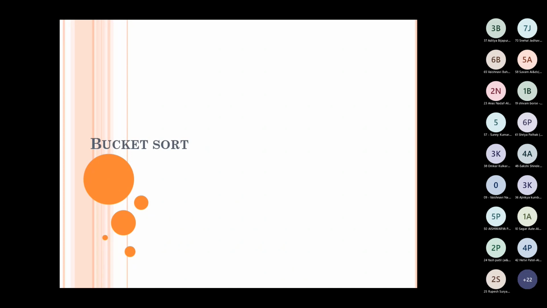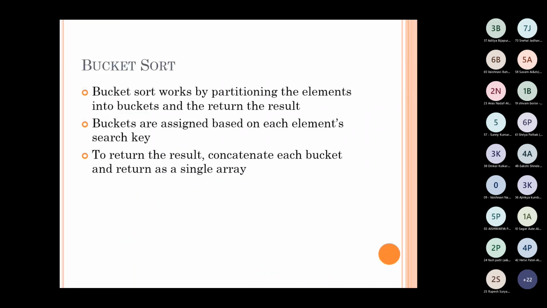Now as its name says, we will be having some containers, kind of buckets, and in that we will be putting our elements. So bucket sort works by partitioning the elements into buckets, and these buckets are assigned based on each element's search key. That means what is the value of that element. As per that value they are placed in the bucket. So if the value of that particular element is in between, suppose 0 to 10, then the first bucket.